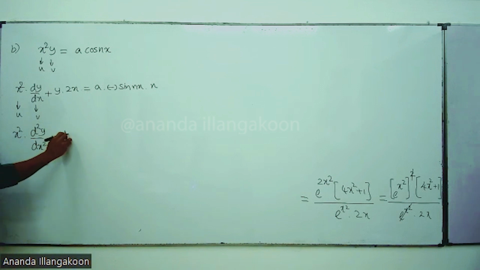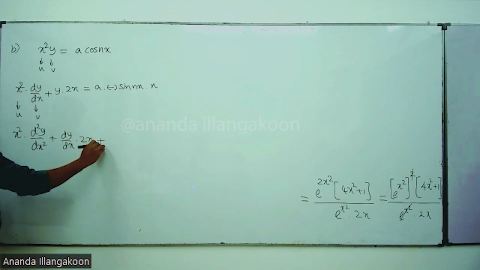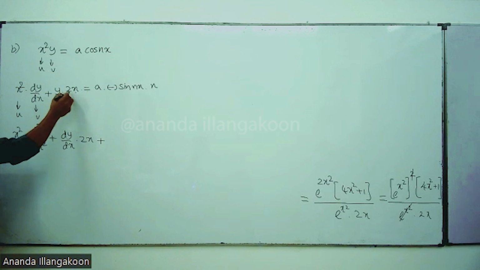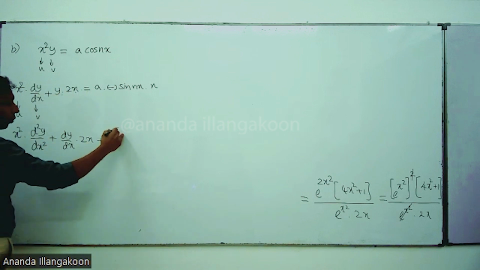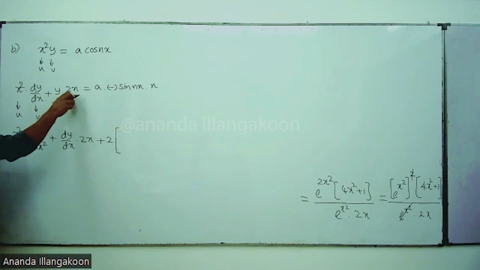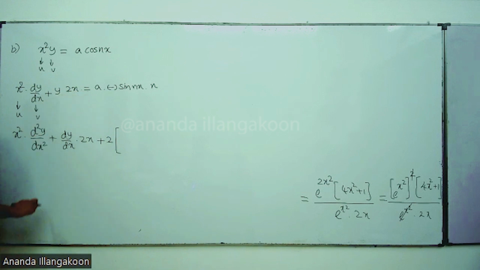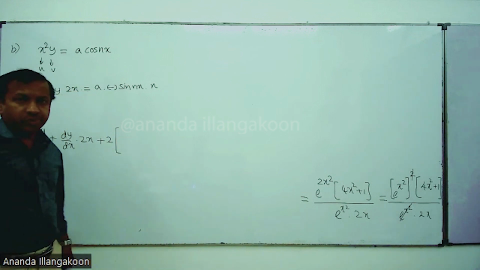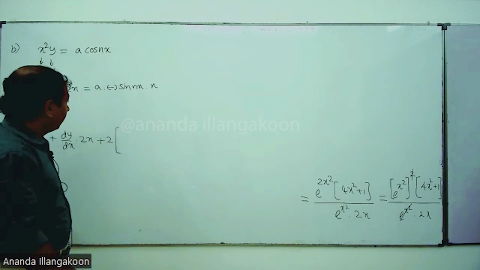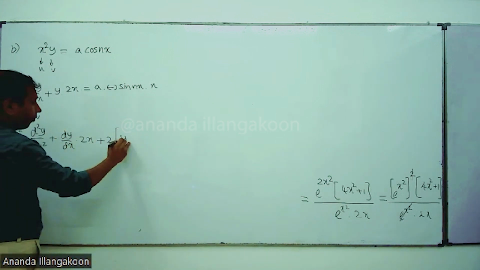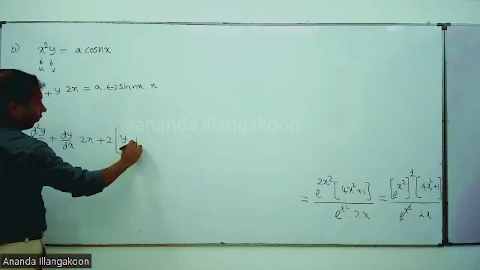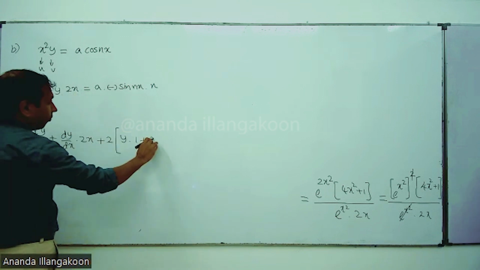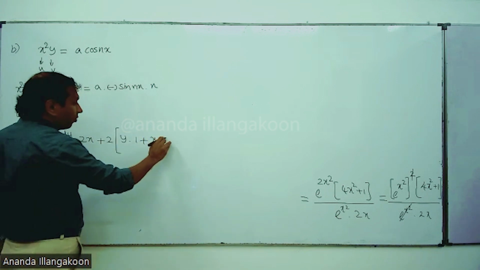Plus, keep this b as the same. Derivative of x squared is 2x. Right. Now this 2xy, keep this 2 aside. xy, again you have to differentiate as a product. Keep this y as the same. The derivative of x is 1. Keep x as the same. The derivative of y is dy by dx.